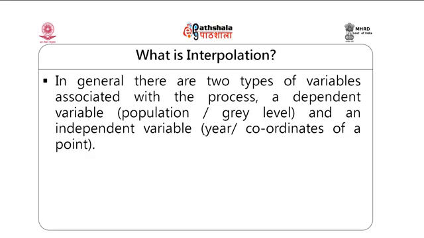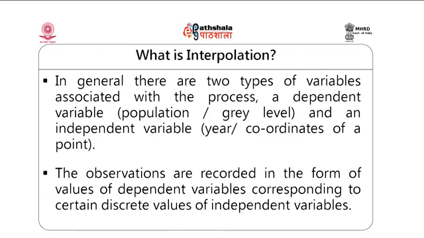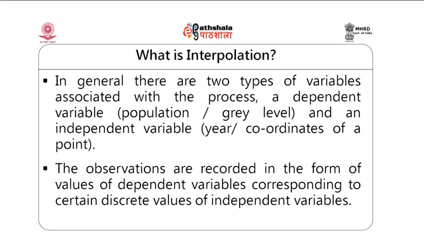In general there are two types of variables associated with the process. One is a dependent variable, that is population or gray level as we have seen in the illustration, and the other is an independent variable, year or coordinate of a point. The observations are recorded in the form of values of the dependent variable corresponding to certain discrete values of the independent variable.